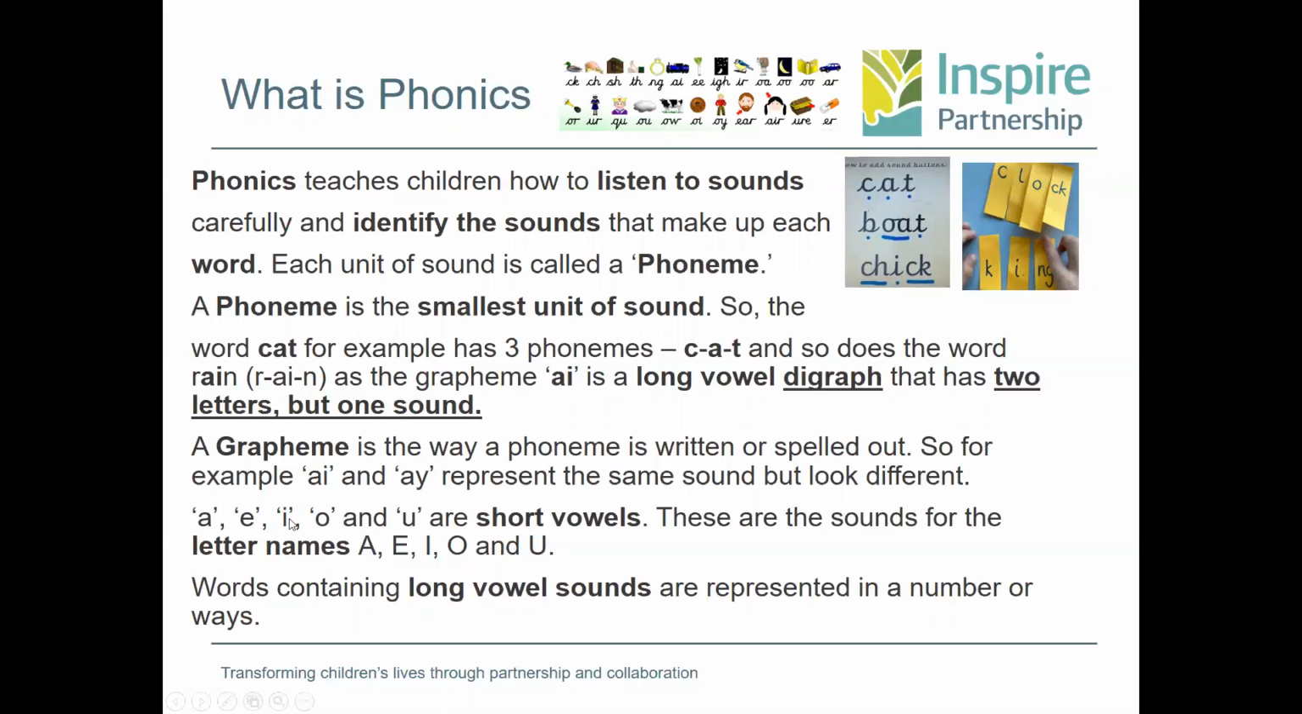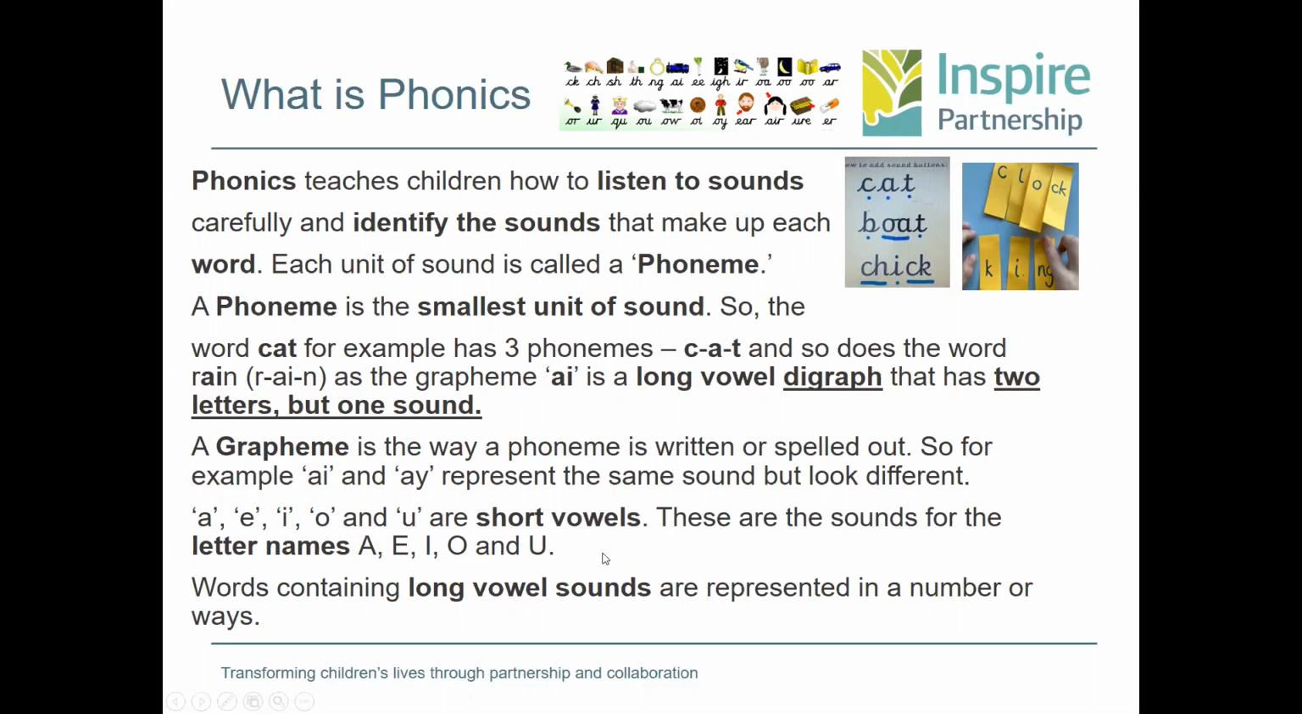A, e, i, o and u are what we would refer to as short vowels. These are the sounds for the letter names a, e, i, o and u. We refer to these as vowels, and those are the names of those vowels. And if we look at them as short vowels, these are the first vowels that we teach in phase 2.